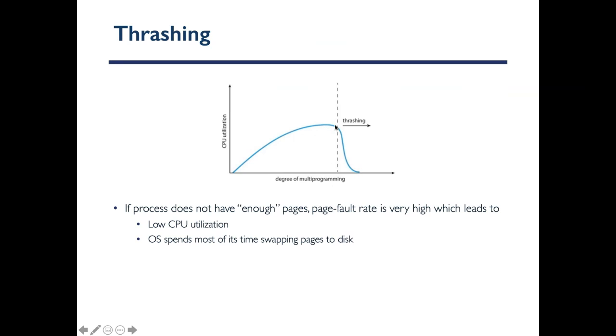So it goes up, up, up, and then at some point you're getting marginal returns, and then at some point it actually goes down. In this graph, on the x-axis, I have the degree of multi-programming, basically how many processes are running concurrently, and on the y-axis, I have the CPU utilization. As the number of processes running increases, the CPU utilization goes up. But at some point, processes start interfering in each other's execution.